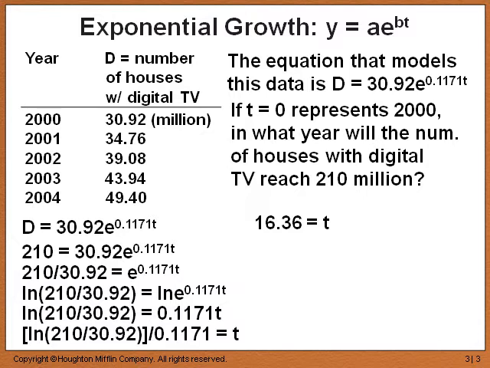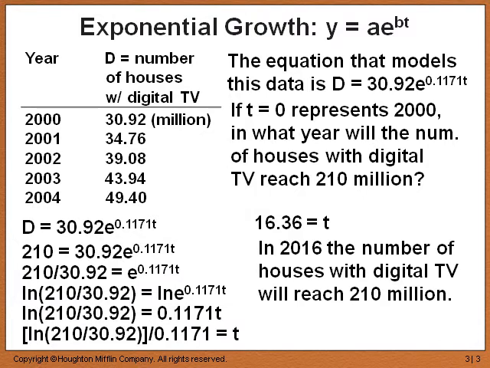Now remember that t equals 0 represents the year 2000. So you should be able to tell me what year is represented by 16.36. And yes, that is the year 2016. The number of houses with digital TV will reach 210 million.